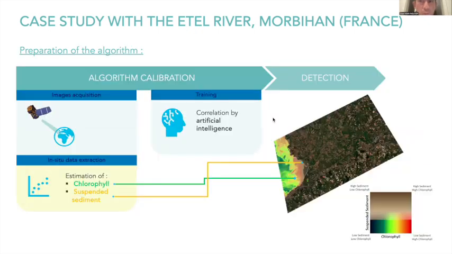So the next step after is the preparation of the algorithm. For this, we use open source satellite imagery with Sentinel-2B from the Earth Observation European Program Copernicus, and we train the algorithm with AI based on the satellite imagery combined with in situ data for the estimation of the chlorophyll and the suspended sediment. With green and brown colors, we have been able to have a good view of the quality of the water.